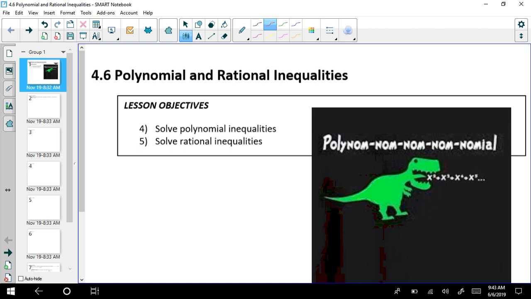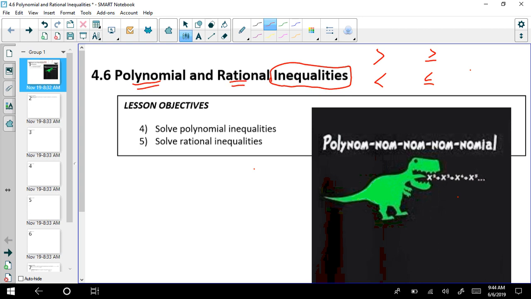4.6 is on inequalities, and we've done inequalities in a previous unit, but remember, inequalities do not use an equal sign. So they will use greater than, less than, greater than or equal to, or less than or equal to. And we are going to do them for both polynomials and rationals.